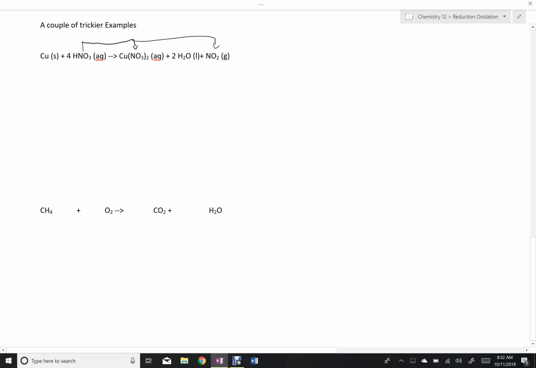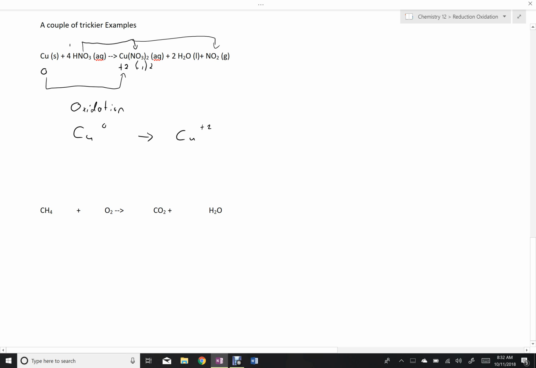One of those nitrogens is changing oxidation state, the other is not. So let's run through all our oxidation states and see who's changing. Copper's an element. Going to these, nitrates are both -1. There's two of them, so this one's going to be +2. So copper is going from 0 to +2. Then that is clearly our oxidation, as copper's oxidation number is increasing.